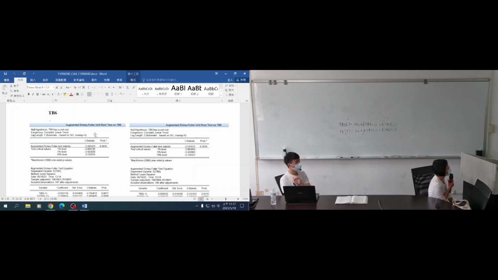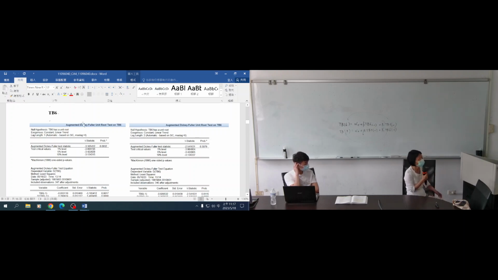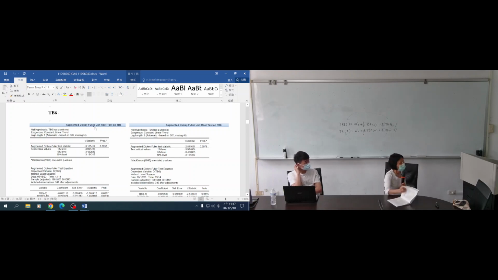I think for time series models, the hardest part is how many lags you have to choose. So far we don't have a definite answer for that. So everybody, when we do the time series, they try so many lags. Right, okay. And then for TB6, I'm also using just 4, 6, and 12.